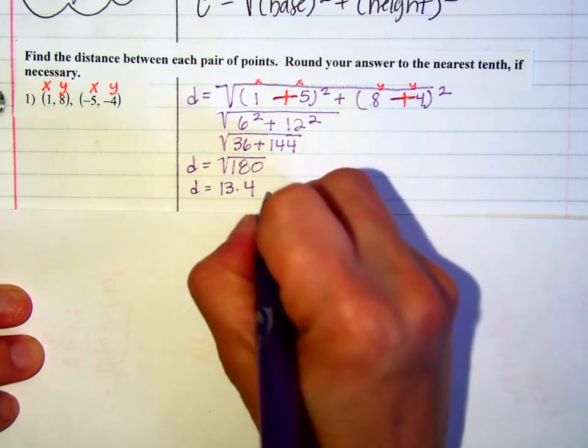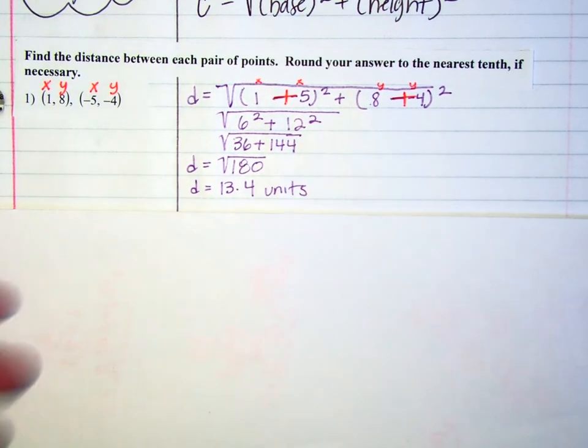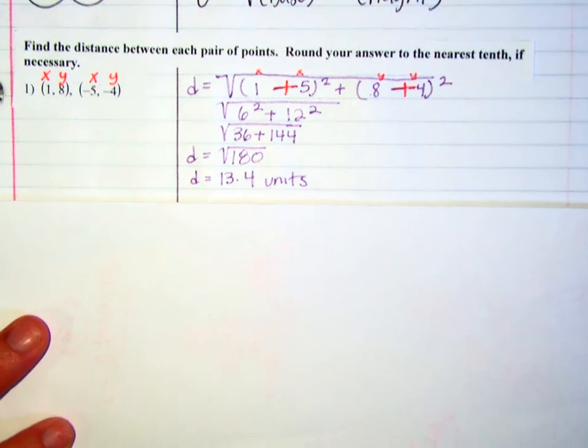Okay. And we call that units. All right. Let's try another one. Okay, we have (2, 5) and (3, -7). I suggest you write those down and then pause the video so that you can do it on your own. And then we can check back together in a bit.